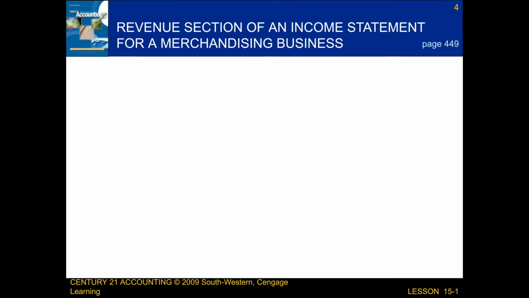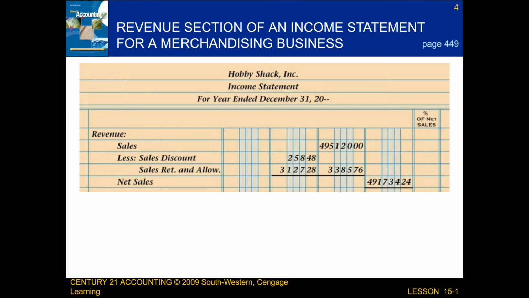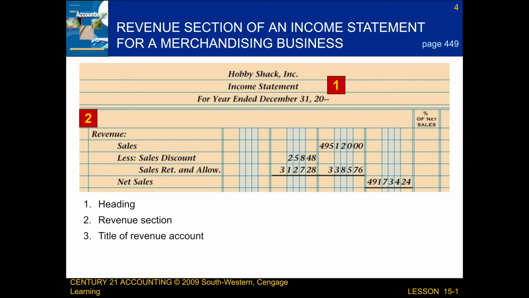Okay, next we're going to be talking about the revenue section of an income statement for a merchandising business that is organized as a corporation. So what we're looking at here is the revenue section of an income statement for a merchandising business that is organized as a corporation. And the different numbers are showing us the different parts of this revenue section on this income statement. So number 1 is showing us the heading. Number 2 is showing us the revenue section. Number 3 is showing us the title of the revenue account, which is sales. Number 4 is showing us the sales amount.